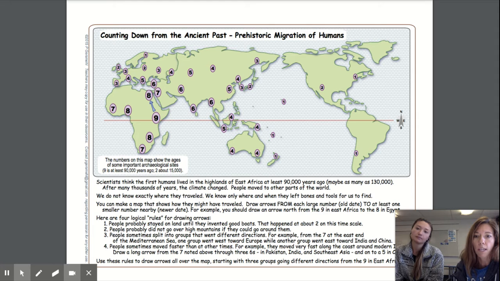And then we can see from here 9 to 8 to 7. Now we're moving on to a different continent. So 8 to 7 to 6, and we can see how this would progress moving into Europe, moving north into Europe, and so forth into Asia, and then into Australia.